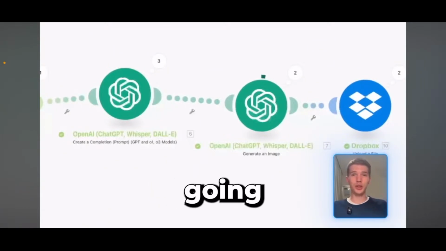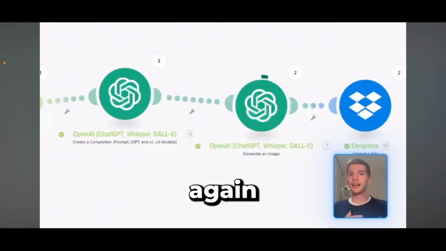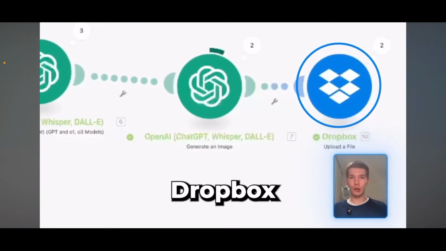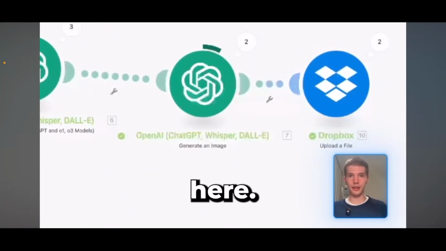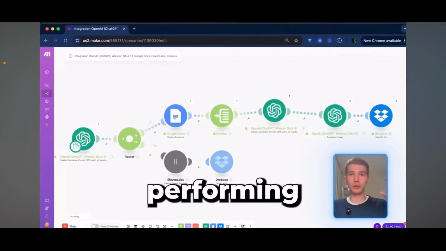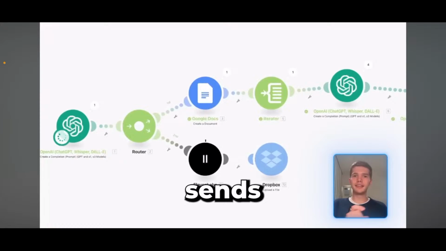Okay, as you can see, this takes a few moments and it is currently configured to generate 4 images. So as you can see, it is just going to repeat this process over and over again until all the images are generated. Once they're done, they'll be placed in a Dropbox folder that you connected right here. Okay, now stay with me here. Once the upper side of the automation is basically done performing, the router at the start then sends the signal to the bottom side.